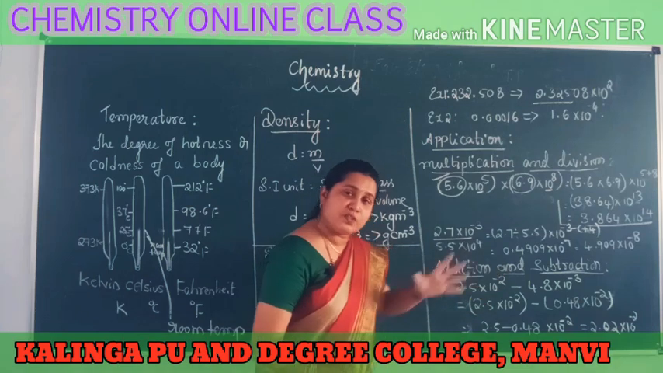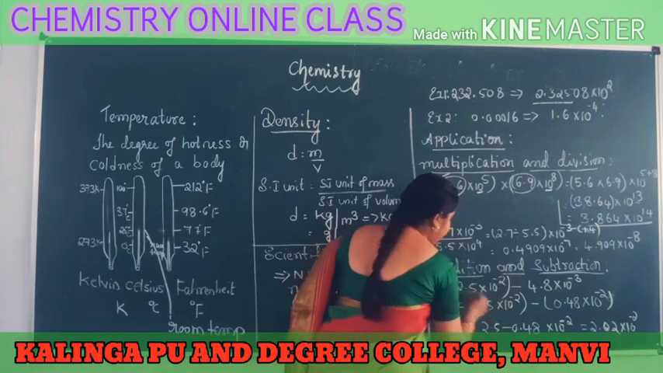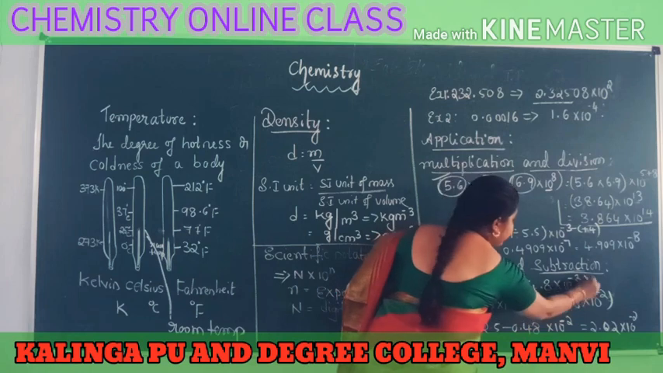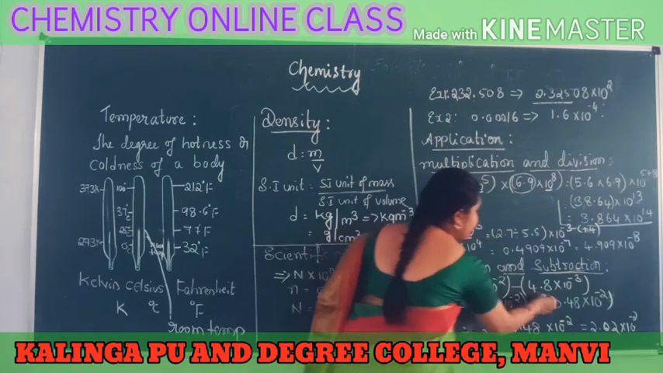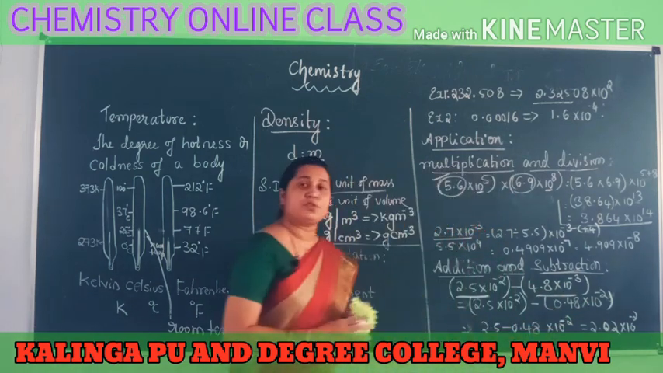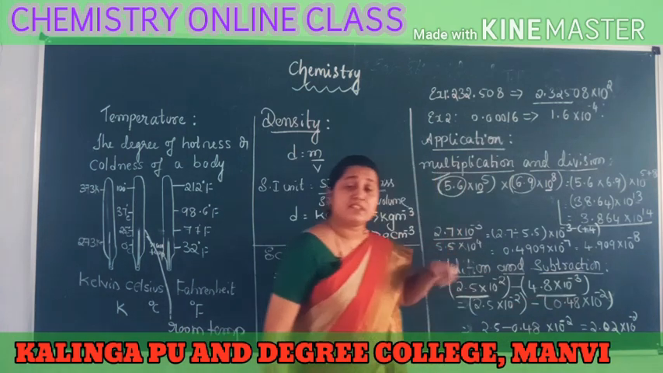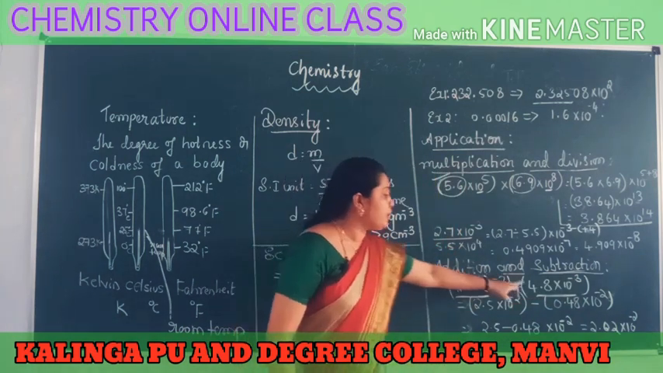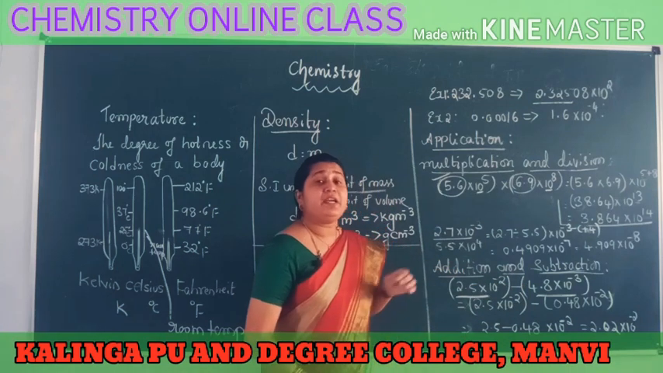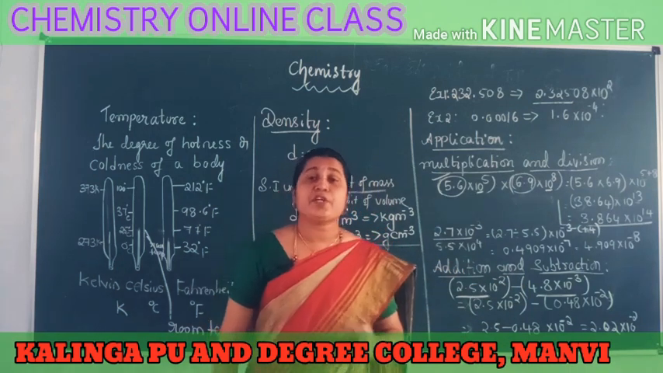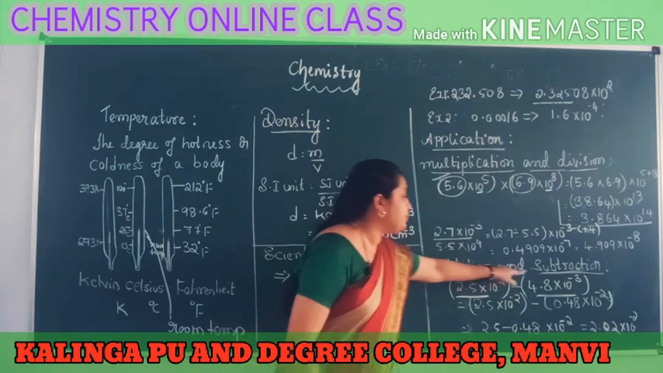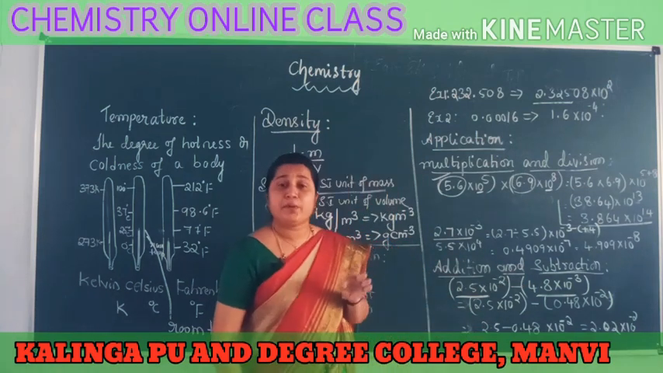Here, in the multiplication, 10 power 5, 10 power 8: even though the exponent term is not the same, we applied it directly. But for addition and subtraction, you should not do like that. You should make the exponent terms equal. After making them the same, only then you have to apply the addition operation and subtraction operation.